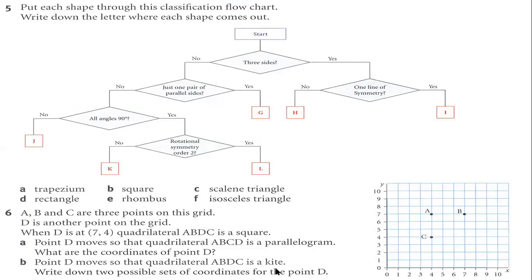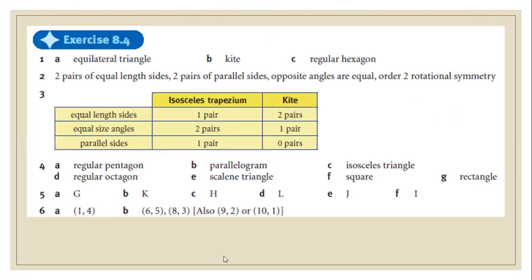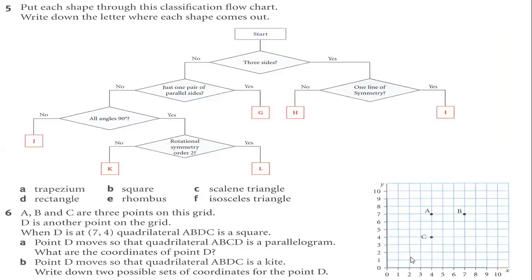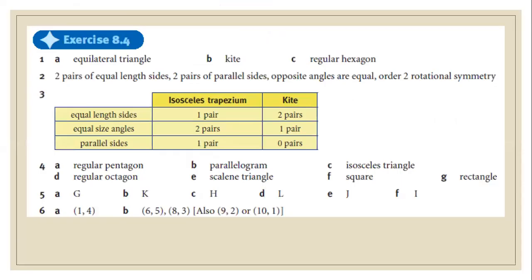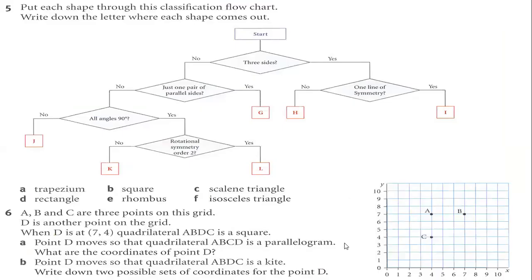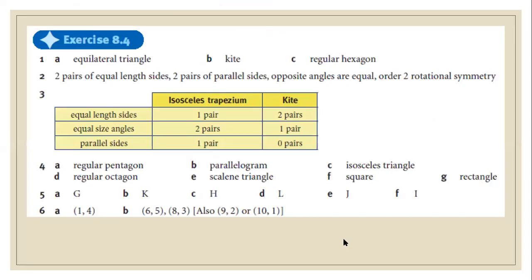Okay, if the point B is moving, it looks like a kite. So if you put it here or here, it will be a kite. 6 and 5, where is 6 and 5? 6 and 5 here. Okay, and 3. So any one of these ways you put it, you will easily make a kite.